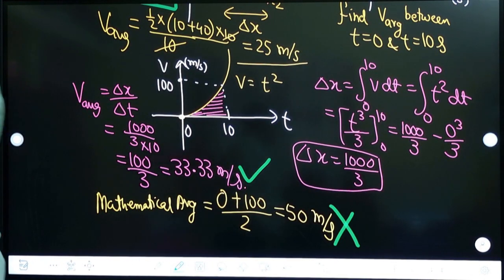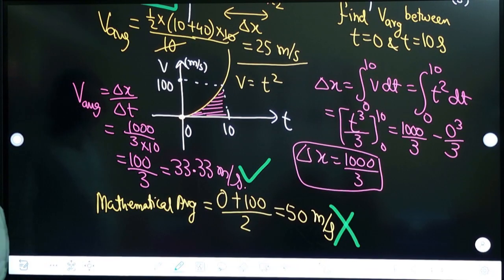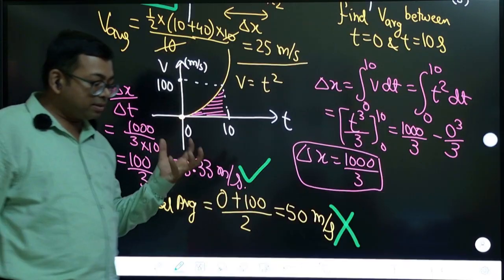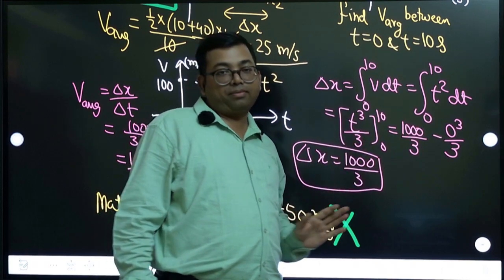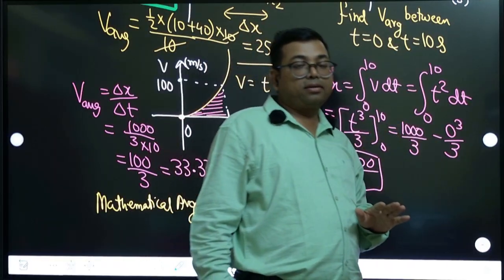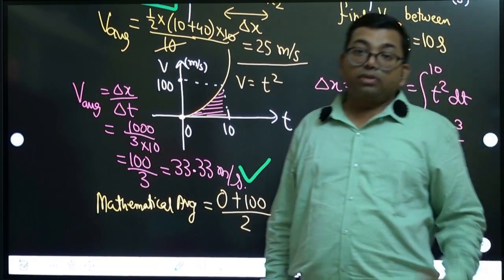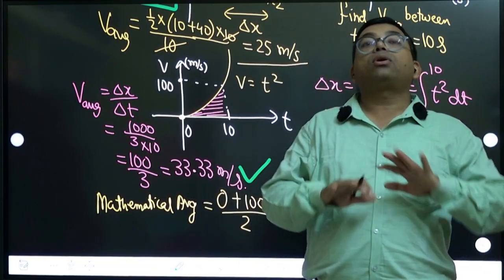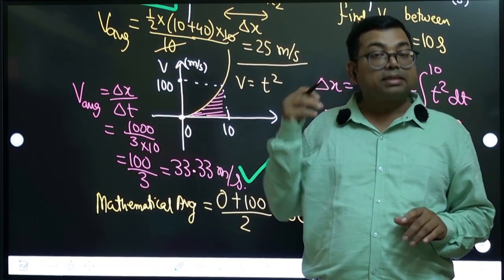So this is the idea about the average value, not mathematical average. Note that whatever we are understanding, the average value is not mathematical average. It can be mathematical average only when the graph is a straight line. If the graph is not a straight line, it will not be the mathematical average. The average that we are discussing is not necessarily the mathematical average. It is based on this concept.